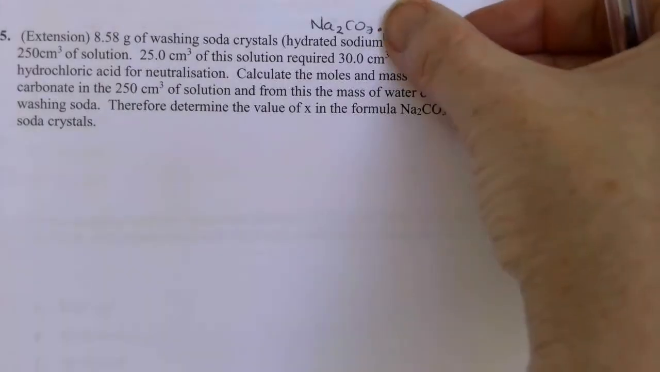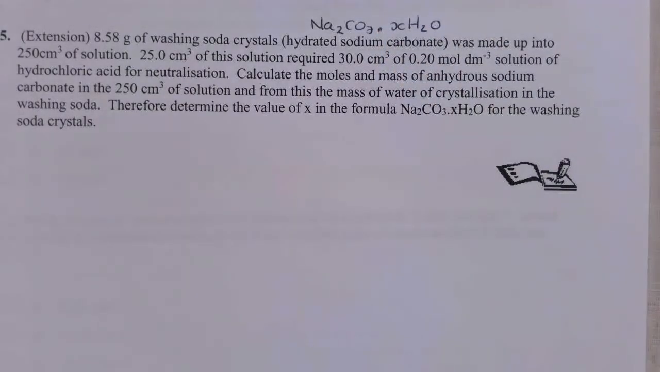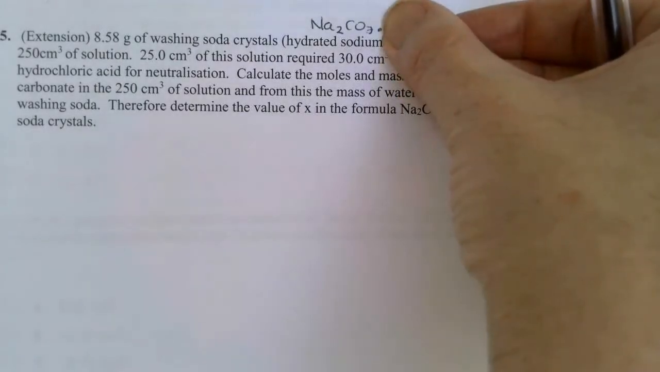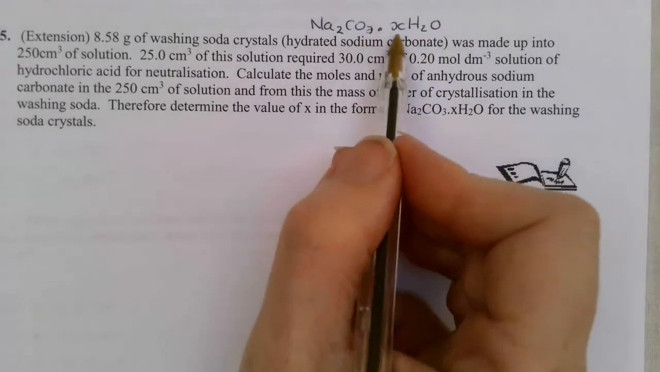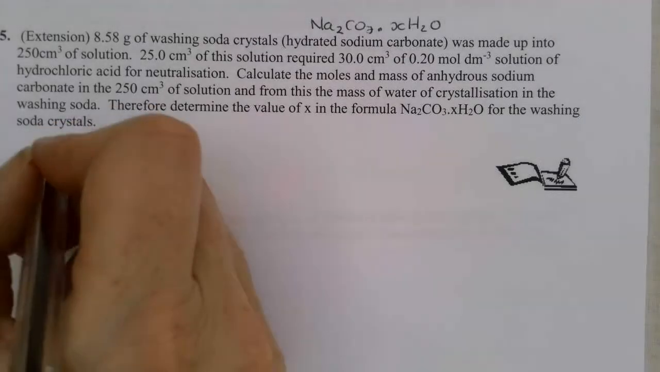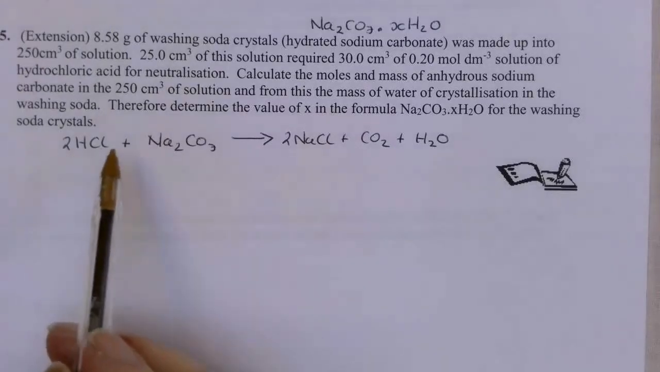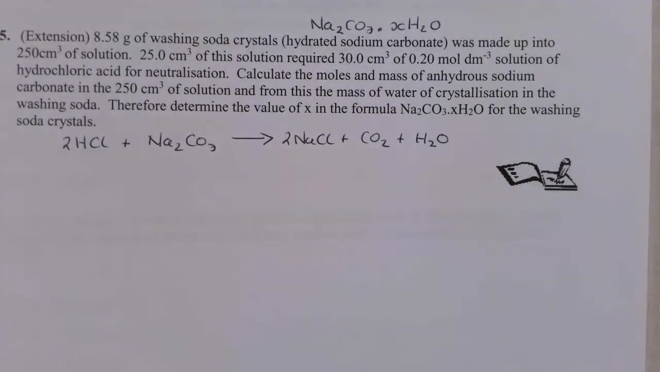However, only the sodium carbonate part of the crystals will actually react with the hydrochloric acid. So I can find out the number of moles of that bit in my washing soda crystals, and hence I can find out X. So we're going to start this in exactly the same way that we would usually do. We start with an equation. So it's the same equation we've seen before. Acid plus carbonate gives salt, water, and carbon dioxide.